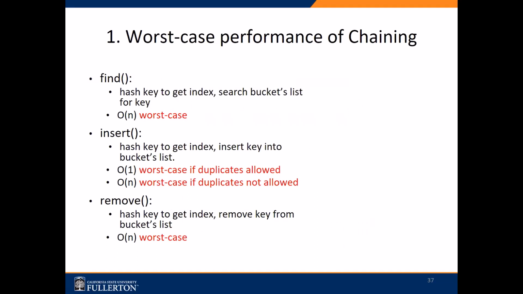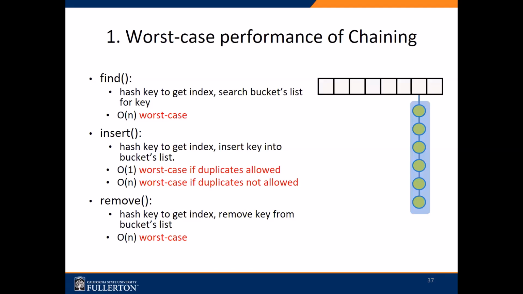The worst case happens when all the keys are assigned to the same bucket as shown here. So to find any key in such a hash table, I may have to go through every element in that single bucket. And the worst case complexity is therefore O of n. Inserting when duplicate keys are allowed can be done in O of 1 time because I can just add keys to the head of the linked list.